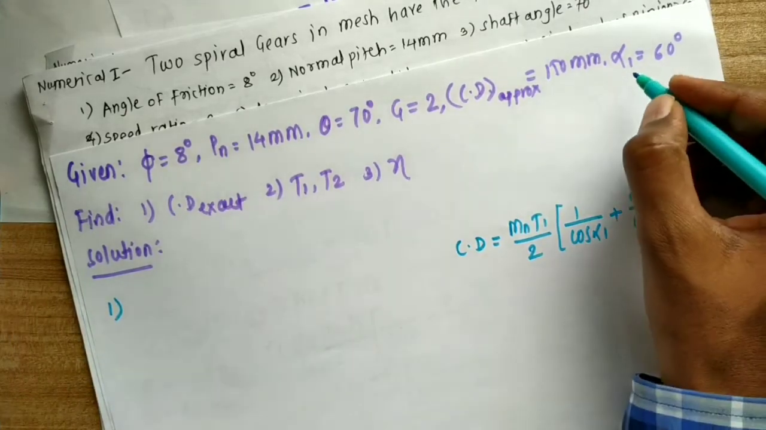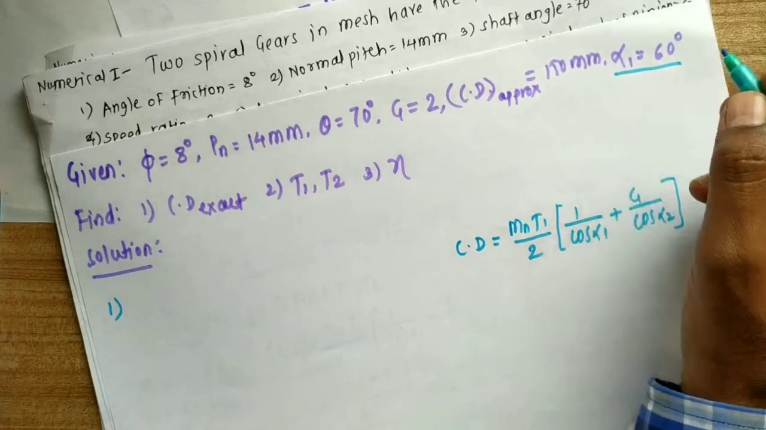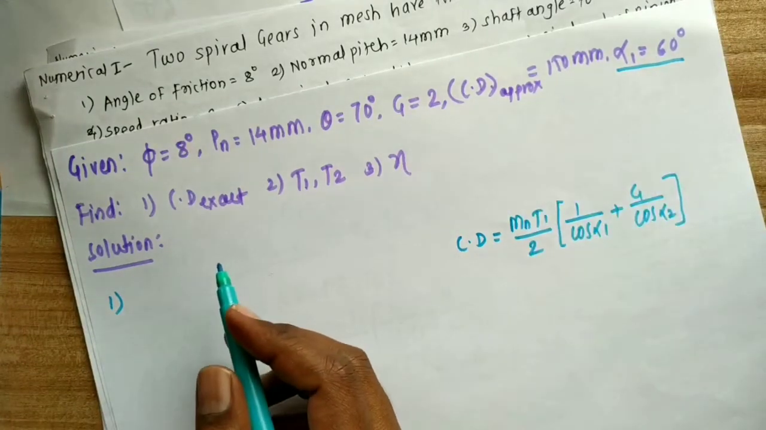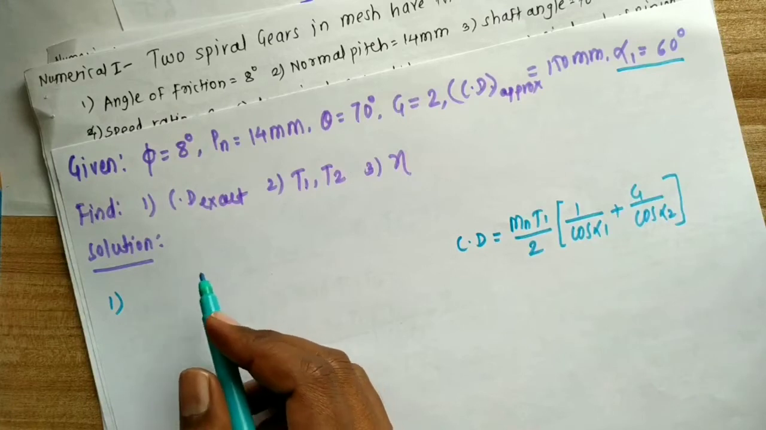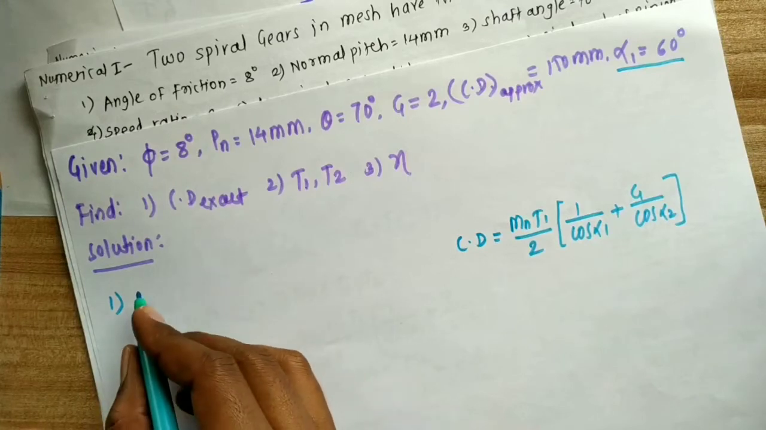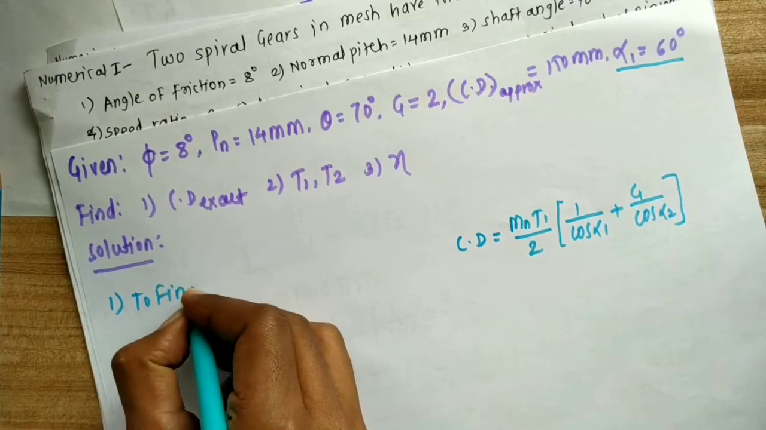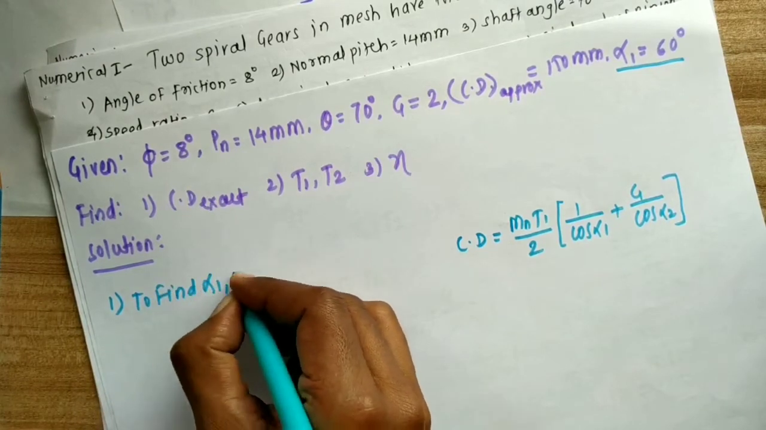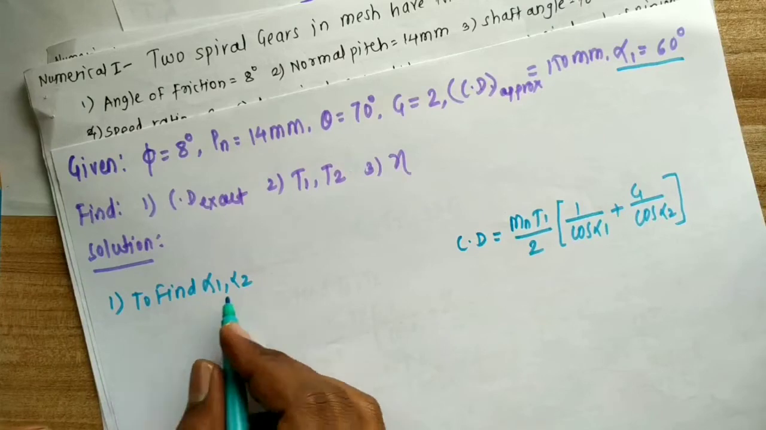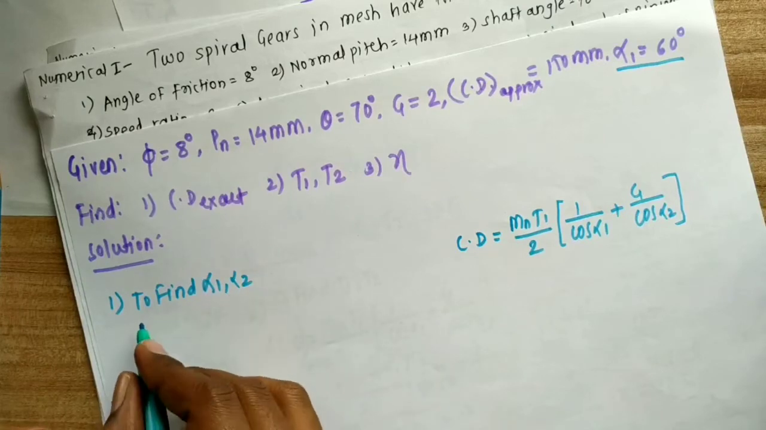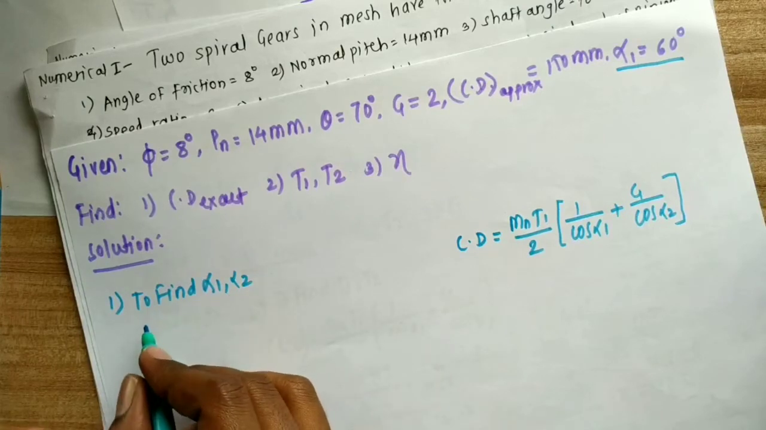We know that alpha 1 is equal to 60 degree, given, is known, and it is not mentioned whether the spiral gears are of same hand or opposite hand. We assume that spiral gears are of same hand. So to find alpha 1, alpha 2, remember this will be your first step. So to find alpha 1, alpha 2, we assume that the gears are of same hand and hence alpha 2.